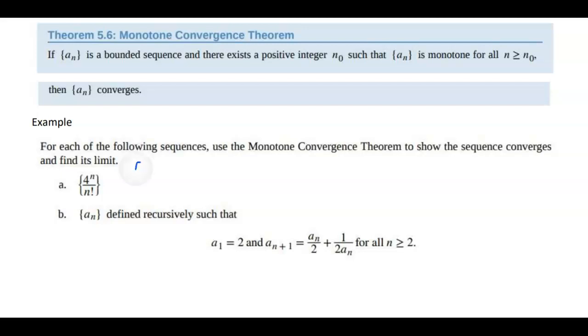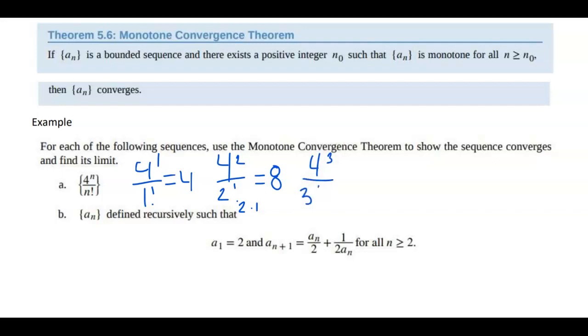So let's plug in 1, 4 to the 1 over 1 factorial. So that's 4 over, we just say times 1. 1 factorial is just 1. So that's 4. I then get 4 squared over 2 factorial. So that's 16 over, this is 2 times 1. 16 over 2 gives me 8. So it seems like right now that this is going to be an increasing sequence.